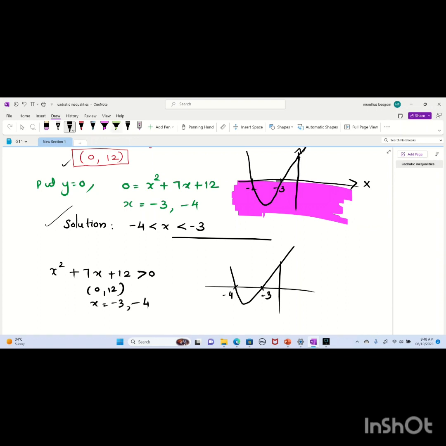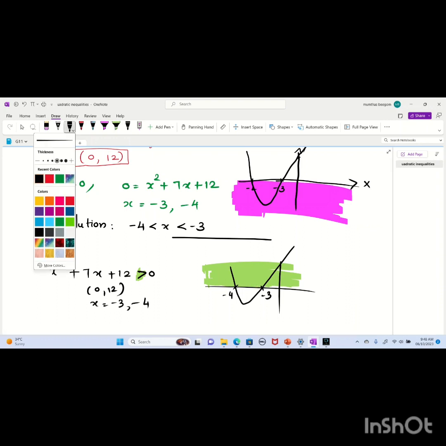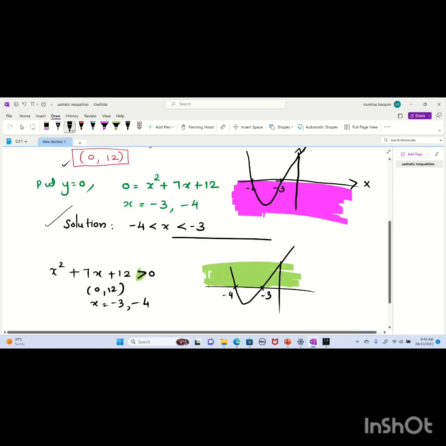But the question says it's greater than 0. If it is greater than 0, it means y positive. Y positive in the upper part. So this is the region y greater than 0. So in this region, we have to find the y value corresponding to this region. So we can see this region y greater than 0 happens from the curve. We can see y greater than 0 happens on this part and on this part. Okay. So on these two parts, y is greater than 0.